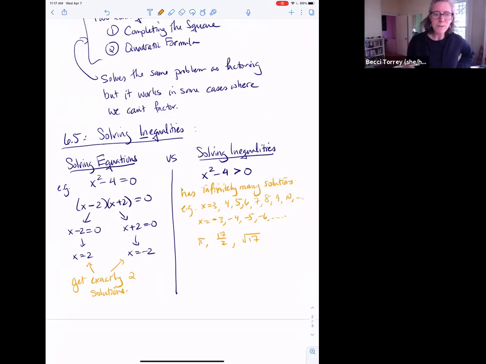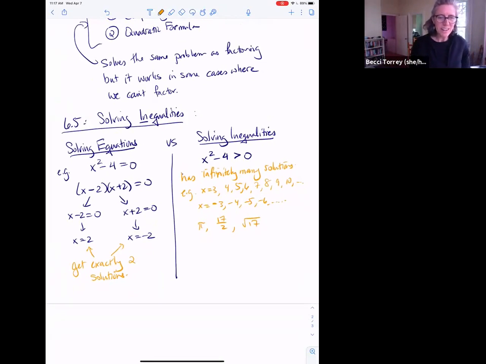And that means that we're going to be expressing our solutions with interval notation, which I know everyone loves. So we're going to come back to how to solve this thing algebraically.